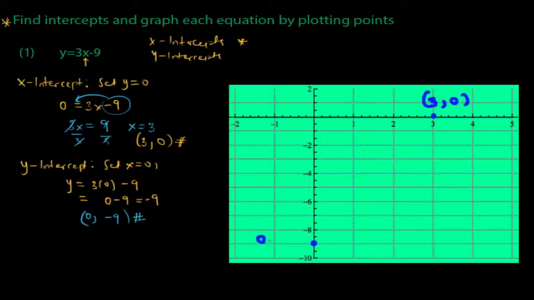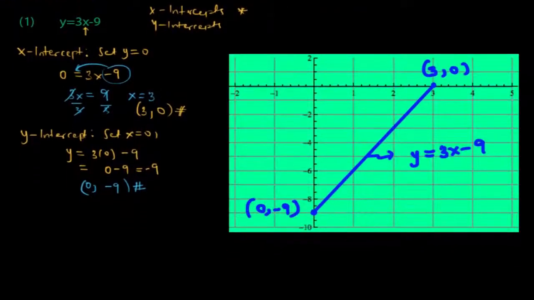So this is 0, negative 9. And then we join this point to this point here. So this is the line y equals 3x minus 9. Let's look at one more question.